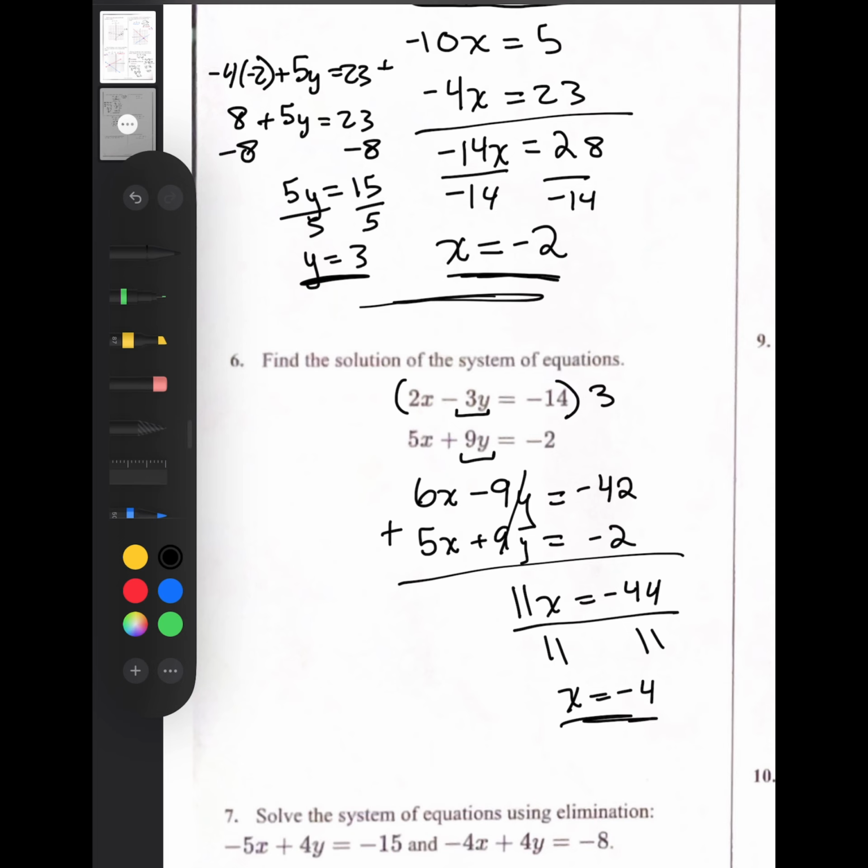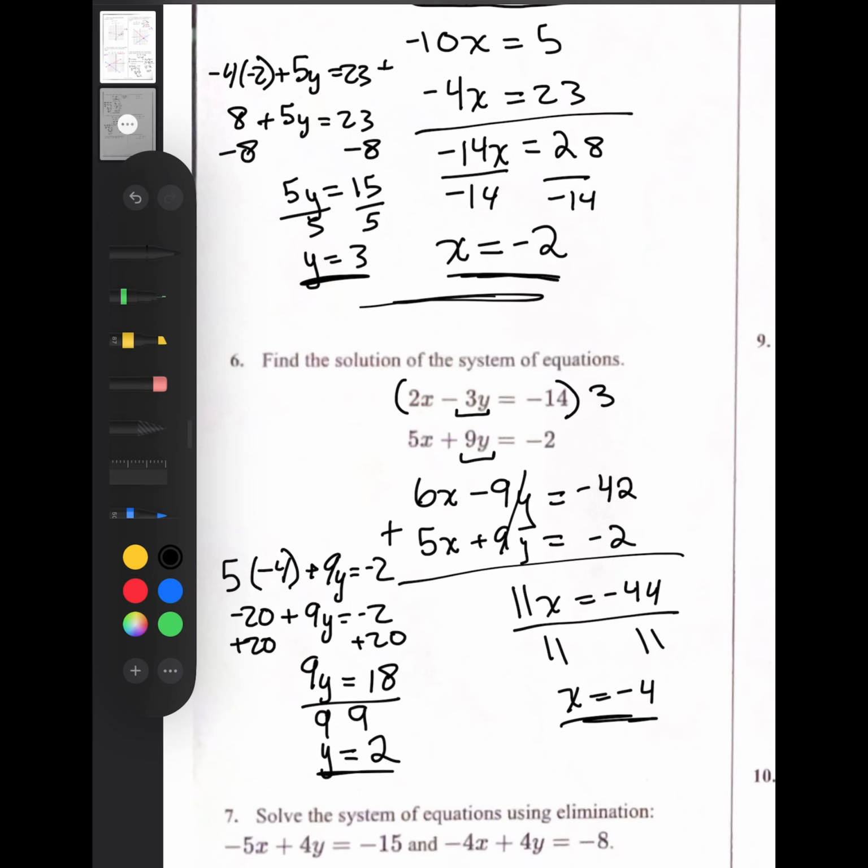Divided by 11, divided by 11, x equals -4. Now, we're going to plug this in. So 5 times -4 plus 9y equals -2. -20 plus 9y equals -2. We're going to add that 20. So 9y equals 18, divided by 9. Y equals 2. So these are our answers. So our ordered pair would be -4, 2.